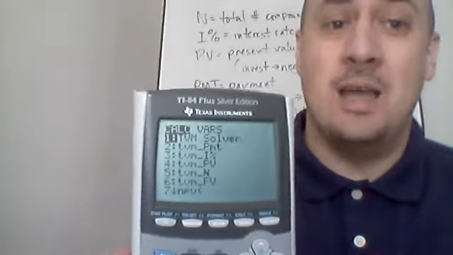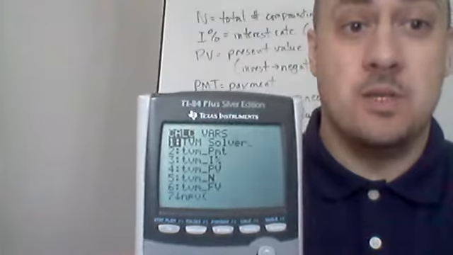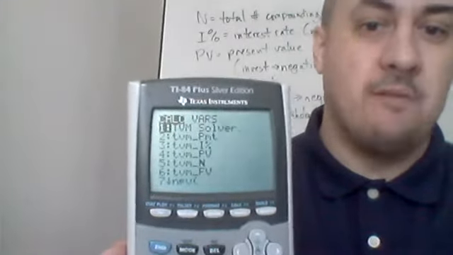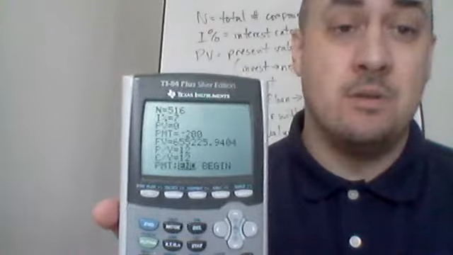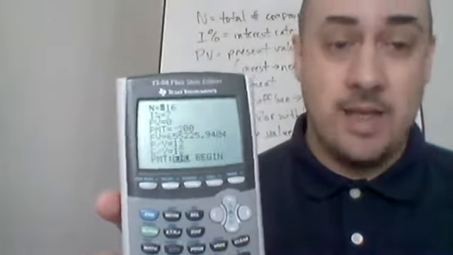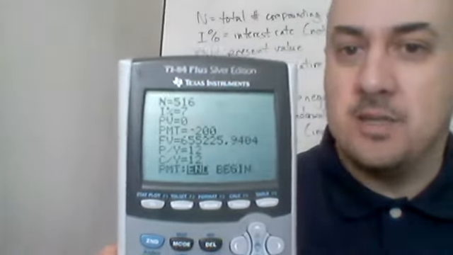TVM stands for Time Value of Money, which is what we're doing when we're talking about loans and investments. So we choose that first one, TVM Solver. It's really easy to find: just Apps, then the first one, hit Enter, the first one again, hit Enter, and you're in the TVM Solver.